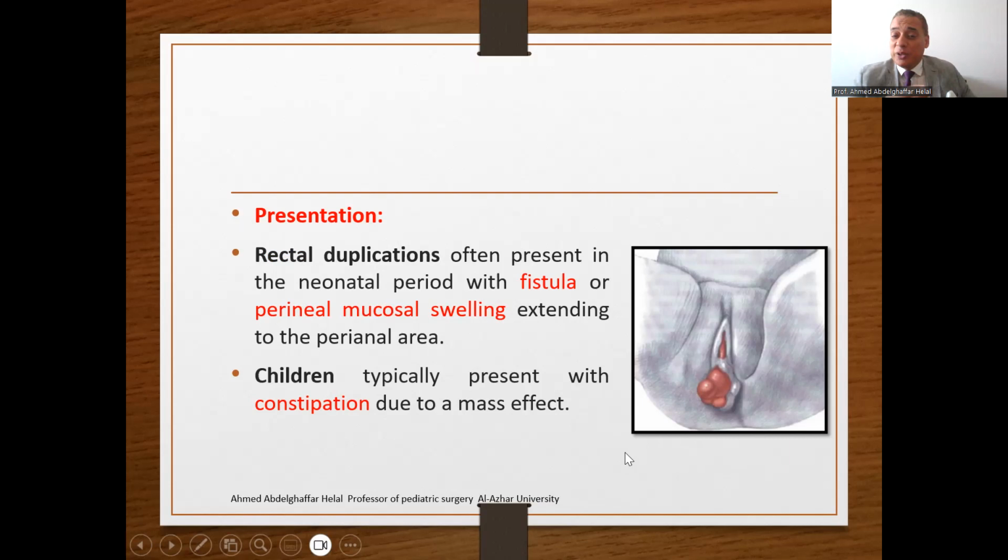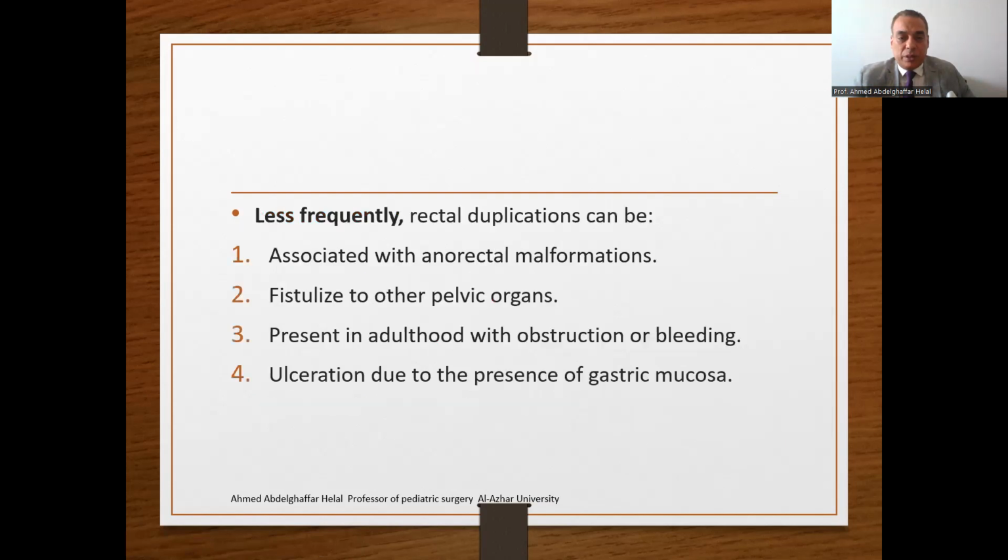In presentation, the rectal duplication may present with a fistula or perineal mucosal swelling extending to the perineal area. Children typically present with constipation due to mass effect and pressure effect. Less frequently, the rectal duplication can be associated with anorectal malformation, or fistulize to another pelvic organ, or present in adulthood with obstruction, bleeding, or ulceration due to the presence of gastric mucosa.